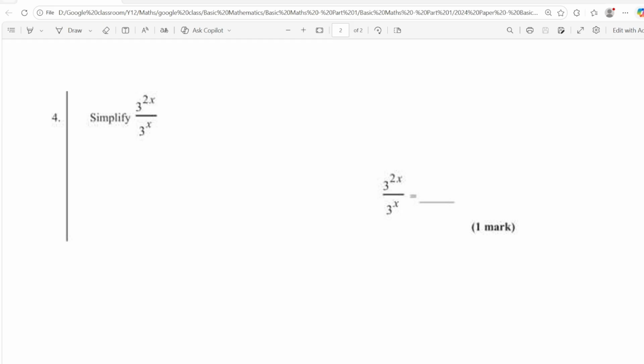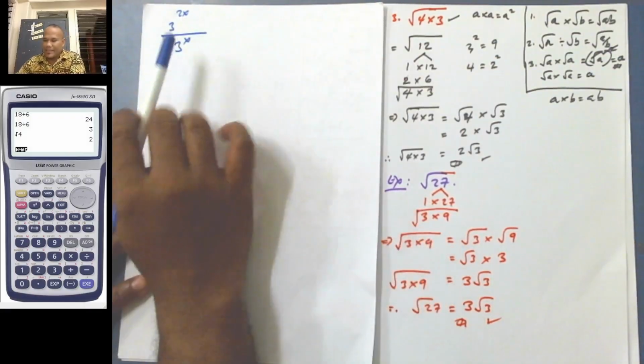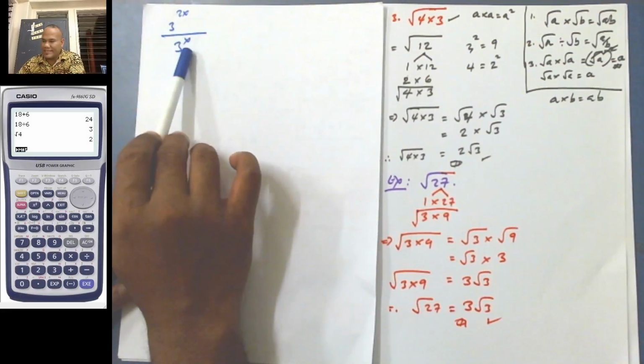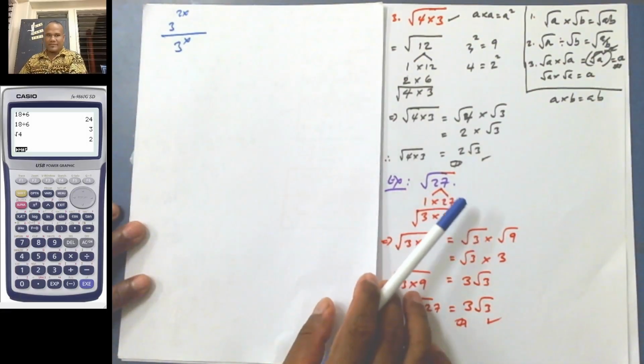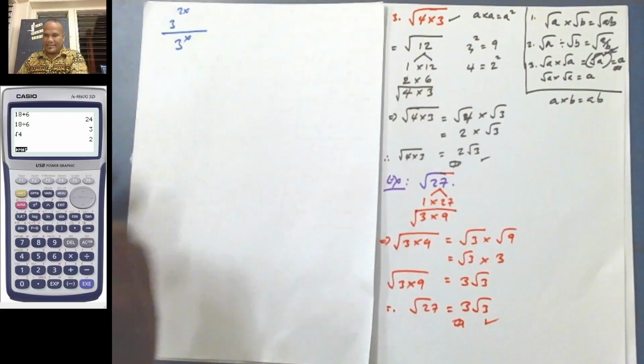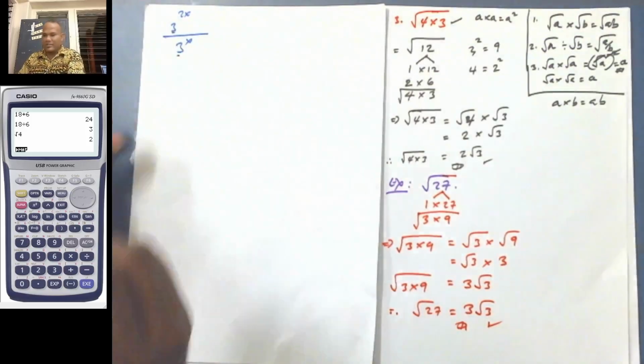Okay, let's try and answer that out. 3 to the power of 2x divided by 3 to the power of x. How can we solve that? Since they have the same base, what does the law say?